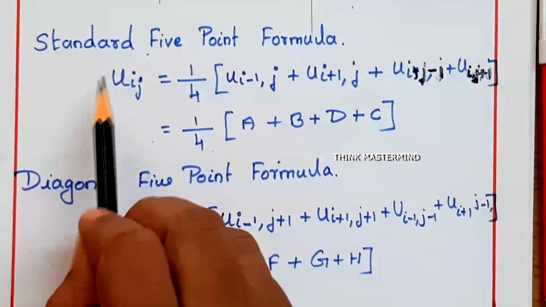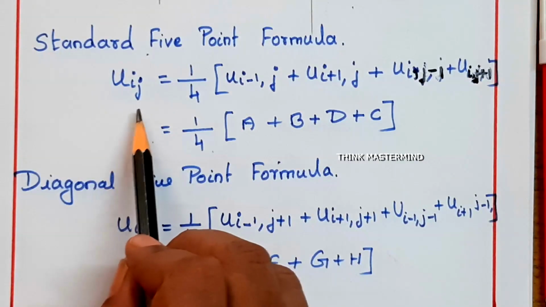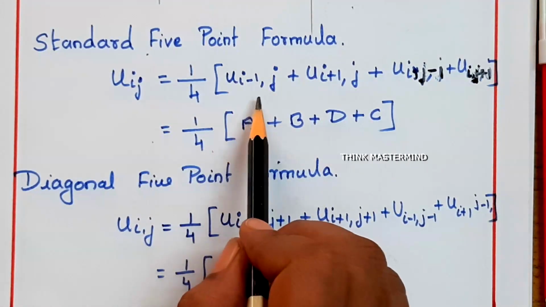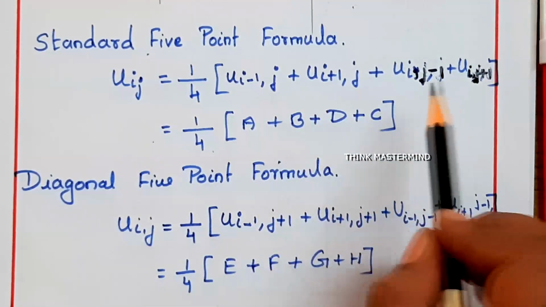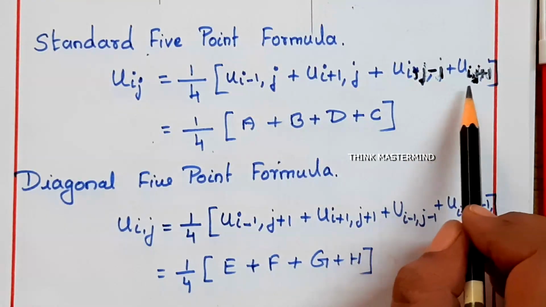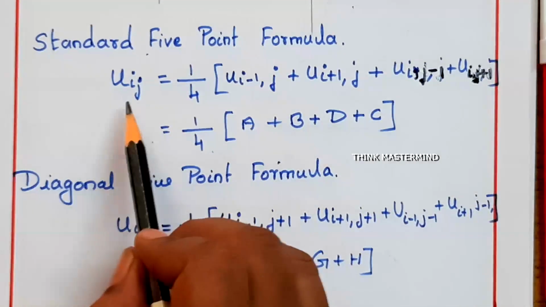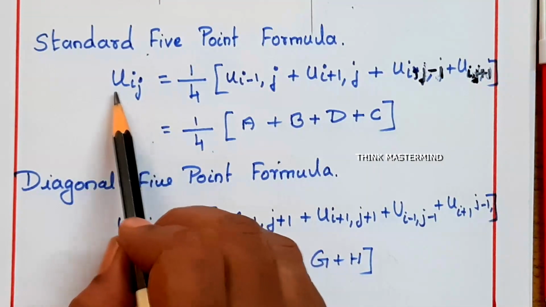From the square mesh, the standard 5-point formula is u(i, j) = 1/4 times [u(i minus 1, j) + u(i plus 1, j) + u(i, j minus 1) + u(i, j plus 1)]. That is, the corresponding x value is i and y value is j.